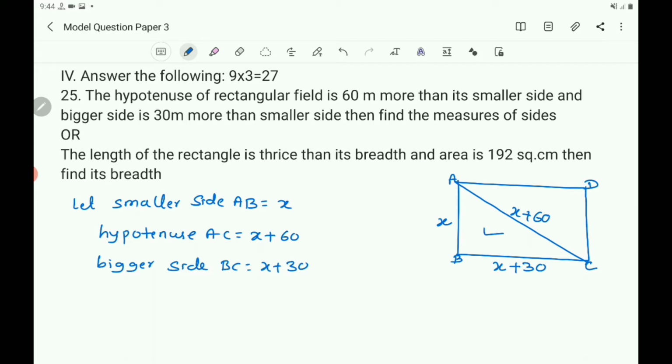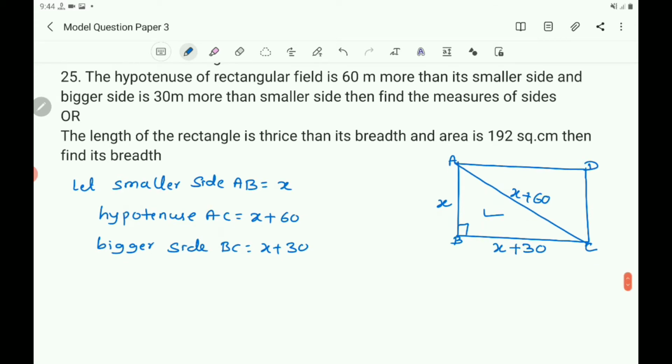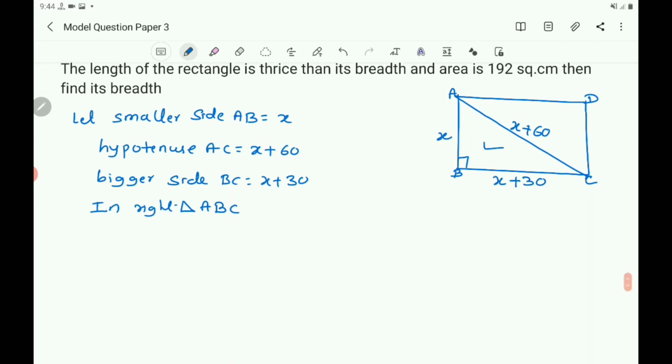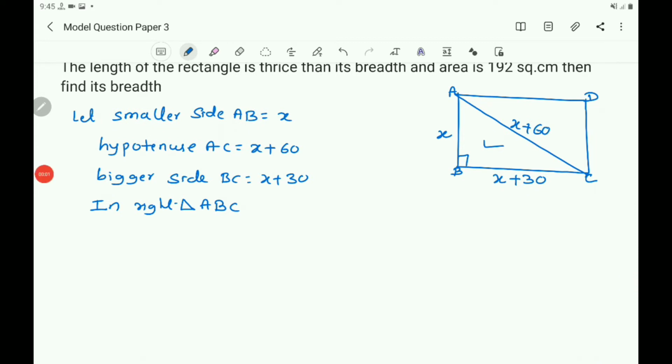Now you observe here angle B is a right angle, as it is a rectangle. In a rectangle all the four angles are right angles. So consider the right angle triangle ABC. In right triangle ABC, AC square equals AB square plus BC square. AC square is x plus 60 whole square, AB is x square, plus x plus 30 whole square.